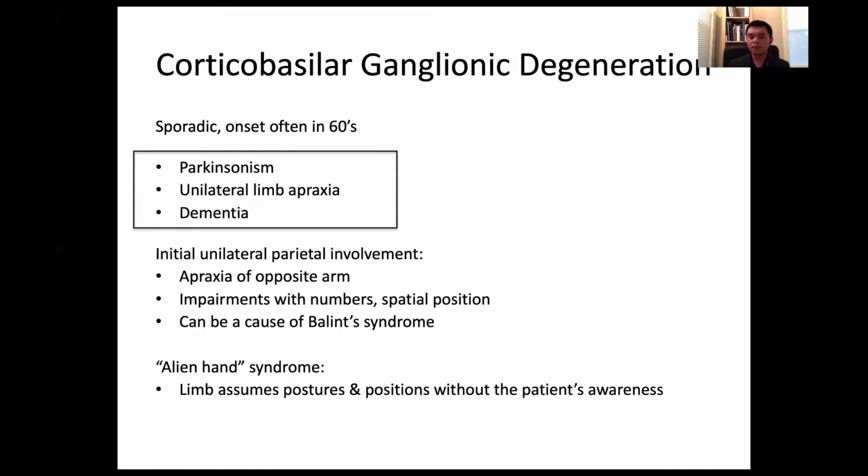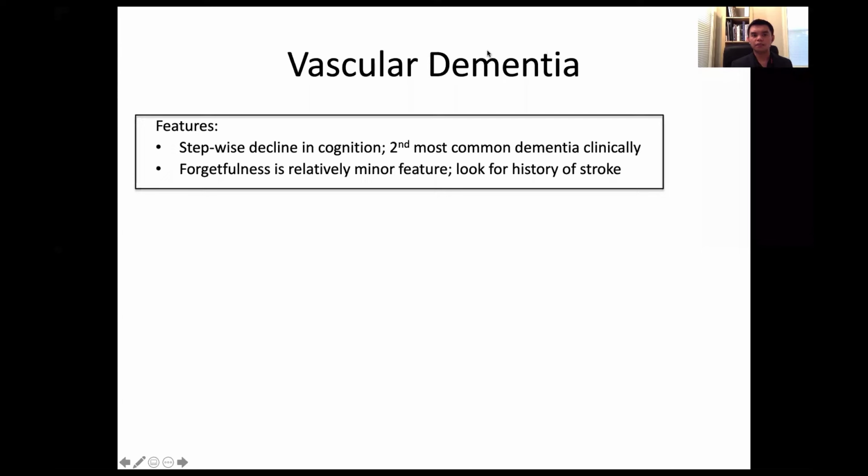The one thing that these patients can often experience is that the affected limb with the apraxia will start to develop something that some people call an alien hand or an alien hand-like syndrome, where it just assumes postures and positions without the patient even realizing that that's happening. And because they're unaware that that's happening, that's why we often refer to it as an alien hand, alien limb syndrome.